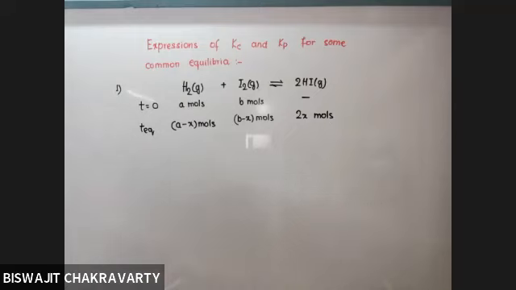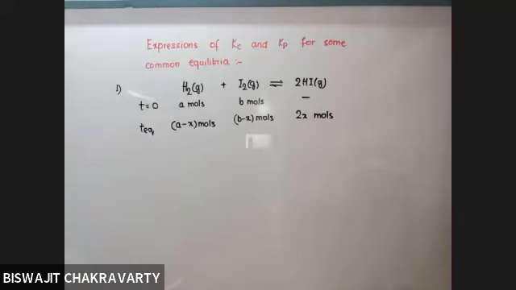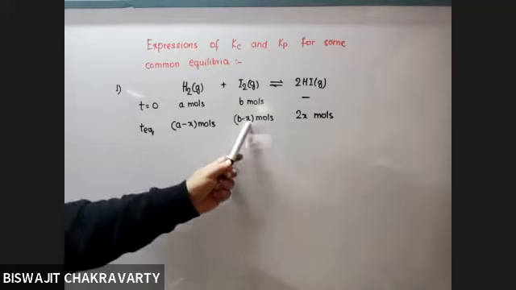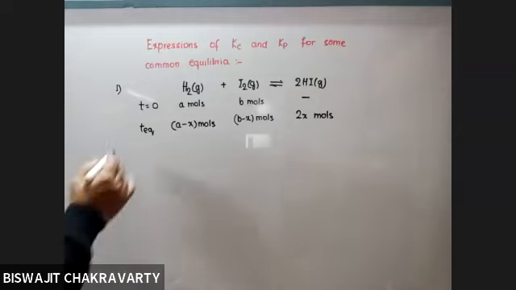Not the whole of A or whole of B is reacting because it's not an irreversible process. Only a fraction of it is getting converted to the products, and that fraction has to be equal because according to the molar ratio they are reacting. So if out of A moles, X moles of H2 is reacting, then out of B moles, exactly the same moles of I2 will be reacting, and the HI produced will be 2X.